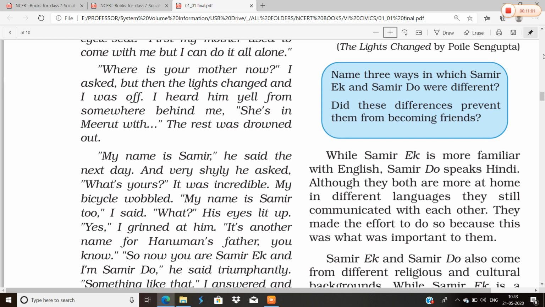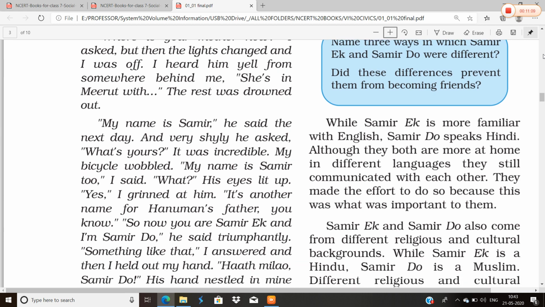It's another name for Hanuman's father. So now you are Samir Ek and I am Samir Do. So they decided that they will call each other Samir Ek and Samir Do. And in this way, he said triumphantly, "I am Samir Ek and you are Samir Do." In this way, they explained it to each other. That means the newspaper boy was Samir Do, and the paper purchasing boy was Samir Ek. In that way, they started to call each other.